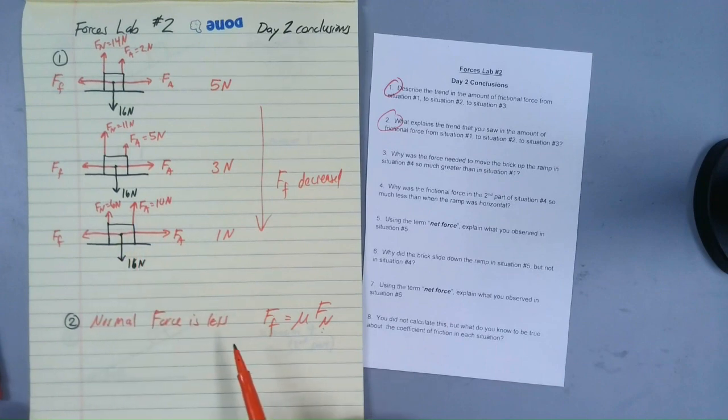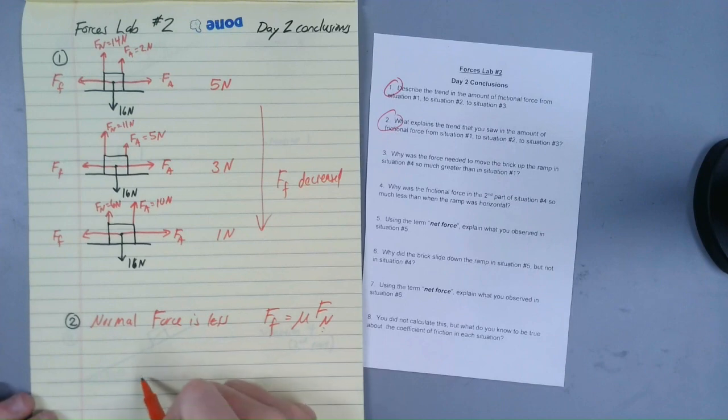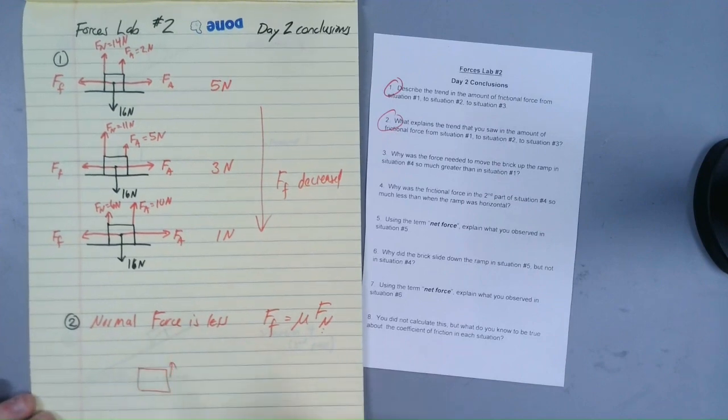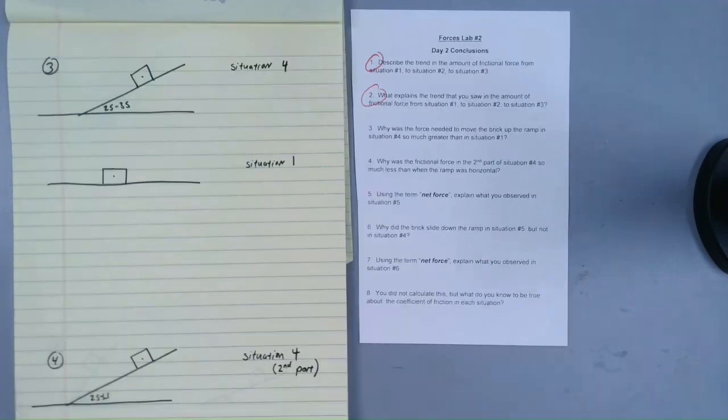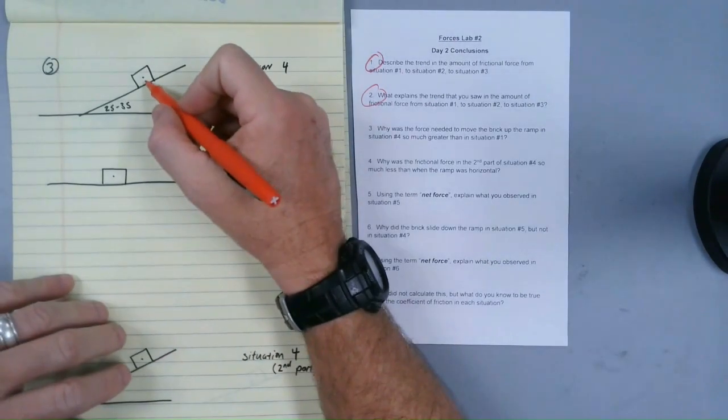This is why, like when you're trying to push something across the floor, say like a heavy couch, it's easier if you lift up on the couch a little bit. If you lift up on the couch as you're trying to move it, you're actually decreasing the frictional force because you're decreasing the normal force. So now let's look at this situation here.